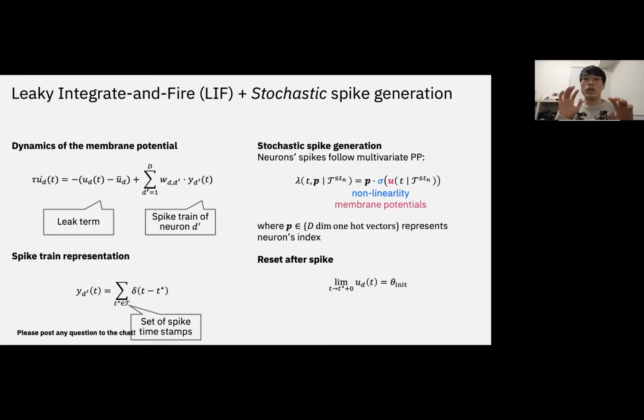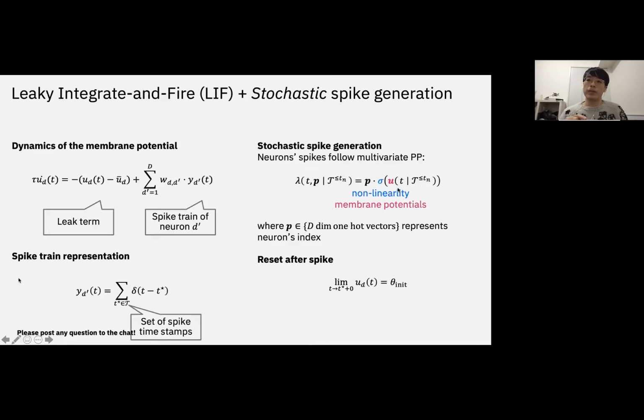The next slide explains stochastic spike generation rather than the deterministic one. Here, a point process comes into play. In this model, neuron spikes follow a multivariate point process. In order to define a point process, we have to define the conditional intensity function of the marked point process. This is defined by this equation, where this bold p is a one-hot vector, where the active neuron has 1 and the other neurons have 0 in their elements. This defines that the conditional intensity function is proportional to the membrane potential of each neuron.